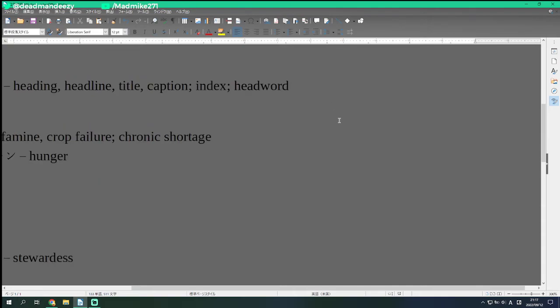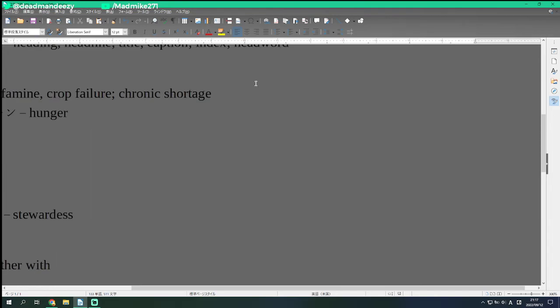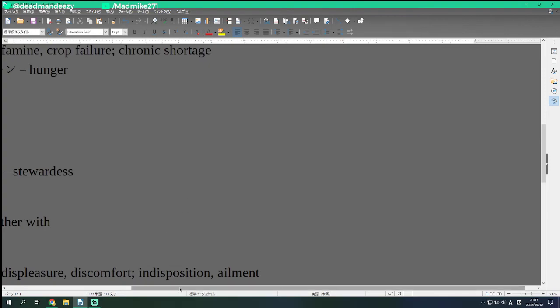A heading, headline, title, caption, or index for something is a midashi. Mi on the left side for to see, dasu in the middle for to bring out or pull out, and shi on the right side is just hiragana. A famine or crop failure or a chronic shortage of something is a kikin. Ki on the left side for hunger, and ki again on the right side for hunger. Kikin is a famine or a shortage of food or water.